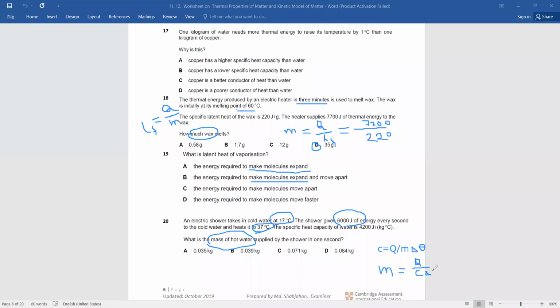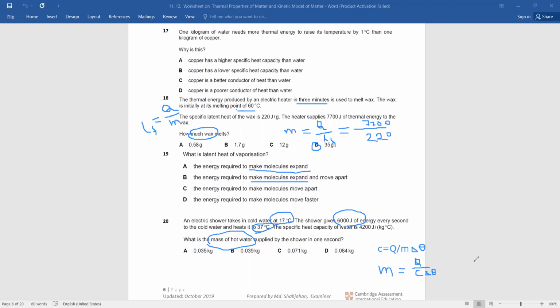Then what is your del theta? Sir, del theta is 37 minus 17, that is 20. Everyone understood it? How are we getting del theta? Del theta means the difference in temperature, theta 2 minus theta 1. That is del theta.